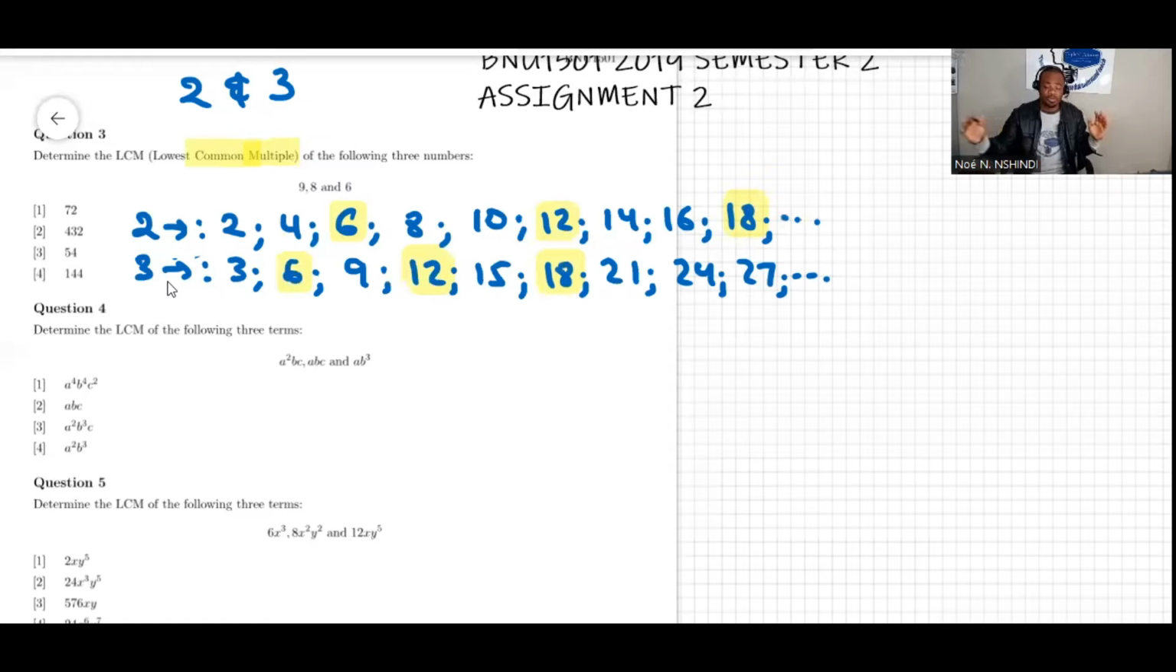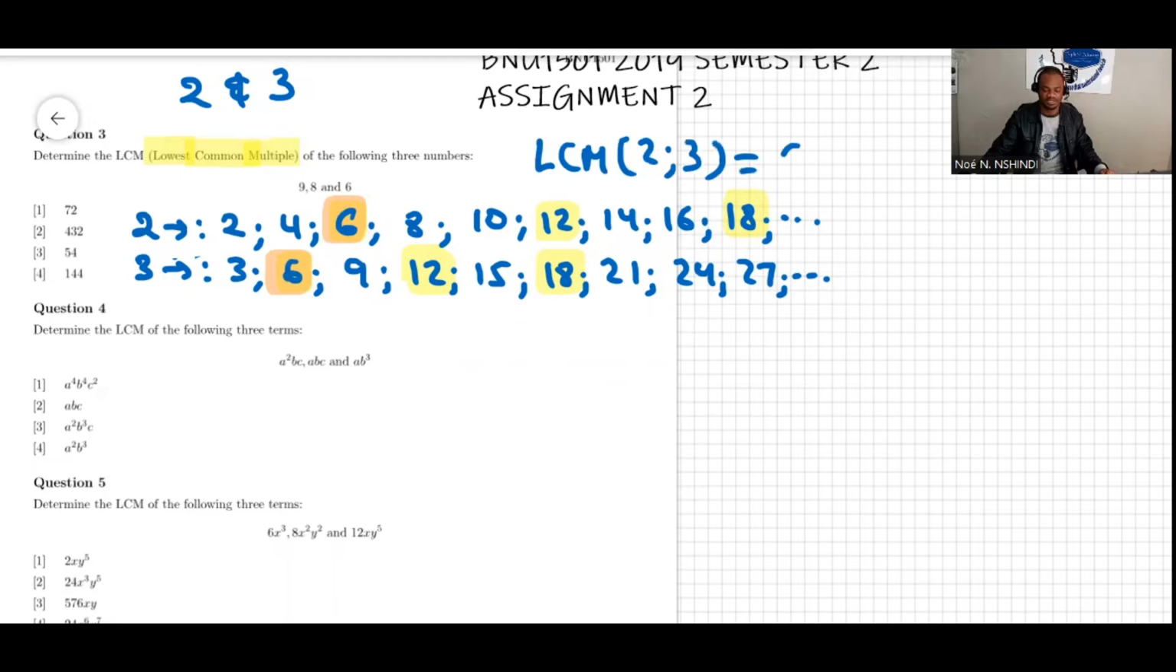But now in the list of the common multiples, there must be one that is the lowest common multiple. In this case, as you can see, the lowest common multiple is this number 6 here. The LCM of 2 and 3 is just 6. But now let's dive into the questions.